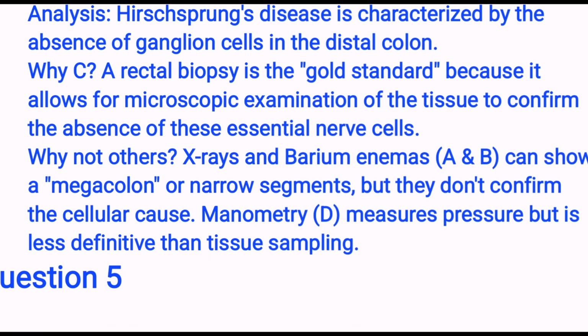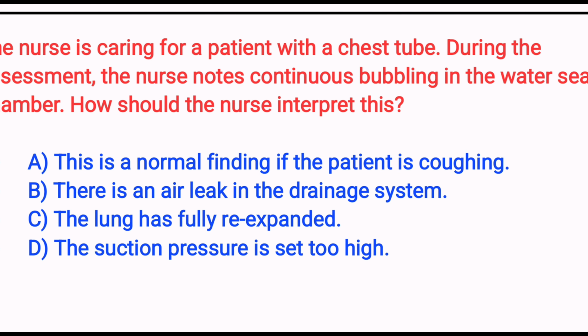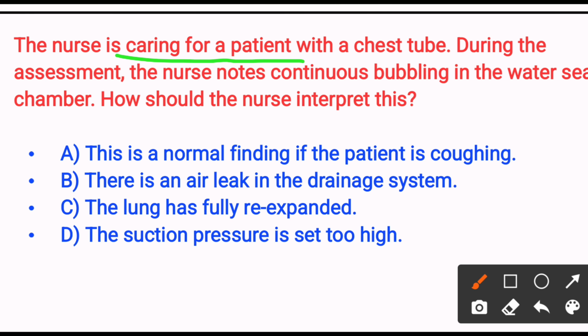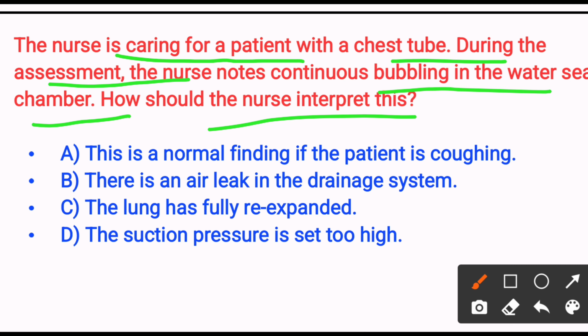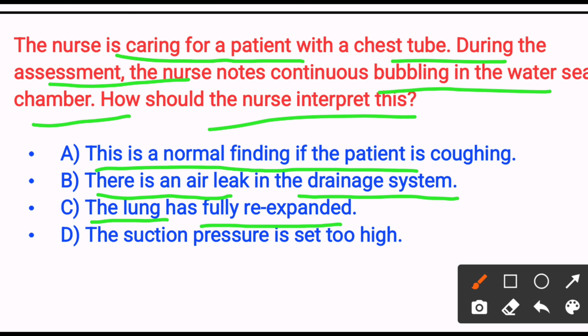Next, the nurse is caring for a patient with a chest tube. During the assessment, the nurse notes continuous bubbling in the water seal chamber. How should the nurse interpret this? Option A, this is a normal finding if the patient is coughing. Option B, there is an air leak in the drainage system. Option C, the lung has fully re-expanded. Option D, the suction pressure is set too high.